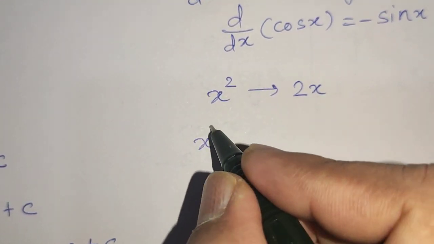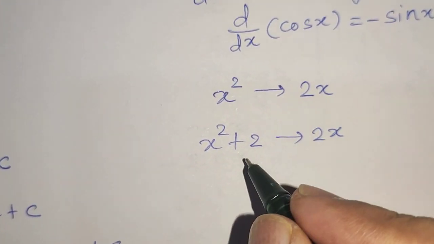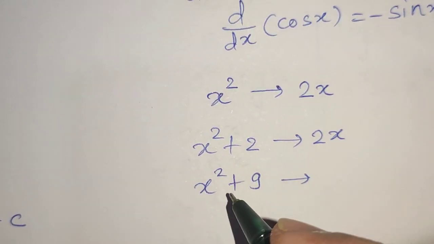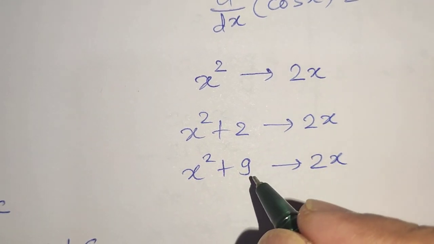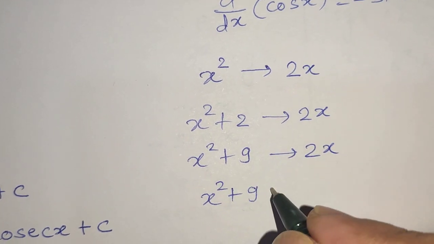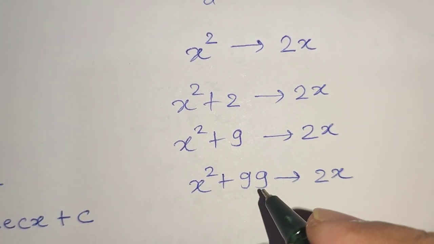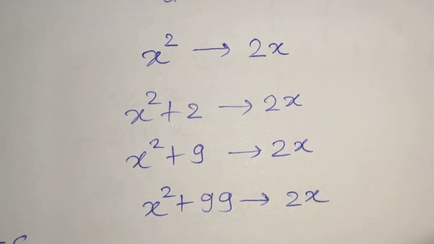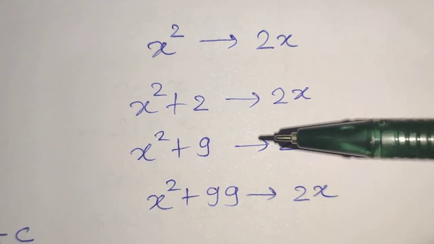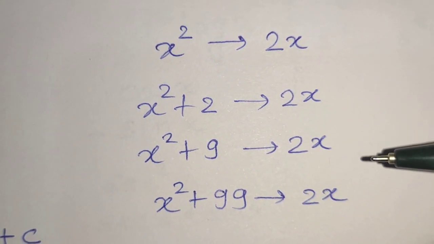Okay. What about the derivative of x square plus 2? The derivative of x square is 2x. The derivative of 2 is 0 because it is constant. Again, x square plus 9: the derivative of x square is 2x, but the derivative of 9 is 0 because it is constant. Any number, even x square plus 99, the derivative of x square is 2x, and the constant 99, its derivative is 0. So what is happening here? x square plus 2, x square plus 9, x square plus 99, all are different functions, but the derivative is the same, 2x.